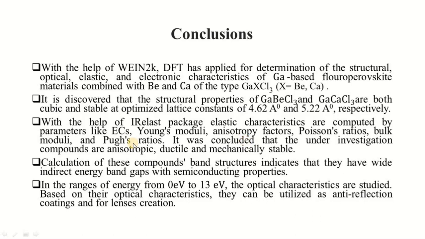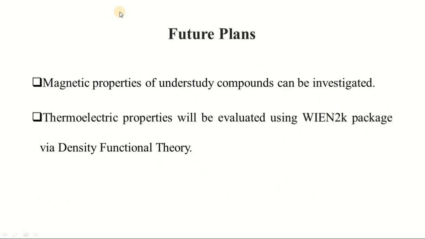Other than that, the band gap energies and optical properties are investigated within an energy range of 0 to 13 electron volt, and it is observed that these materials are a potential choice for anti-reflection coating and lens creation. So we can say that the relevancy of these materials is anti-reflection coating and lens creation. The future plans are that we will find the magnetic properties of these compounds along with the thermoelectric properties using the Wien2k package via density functional theory.